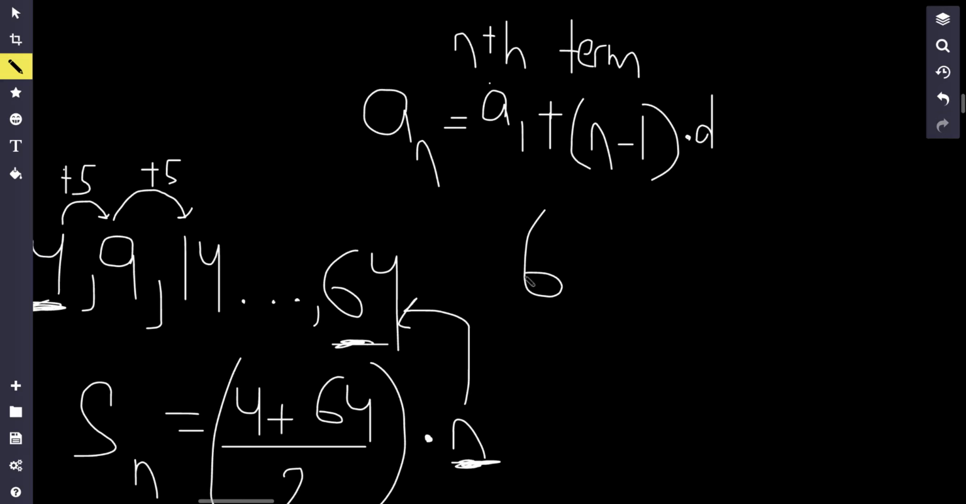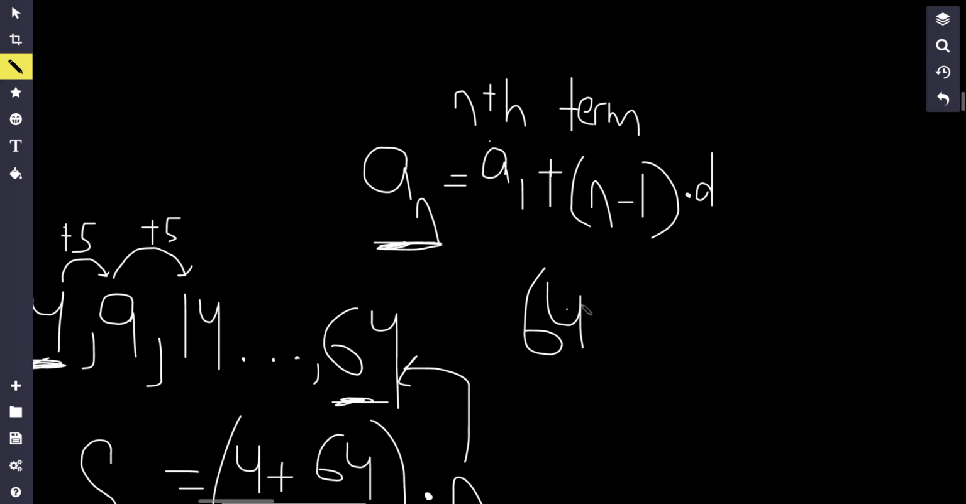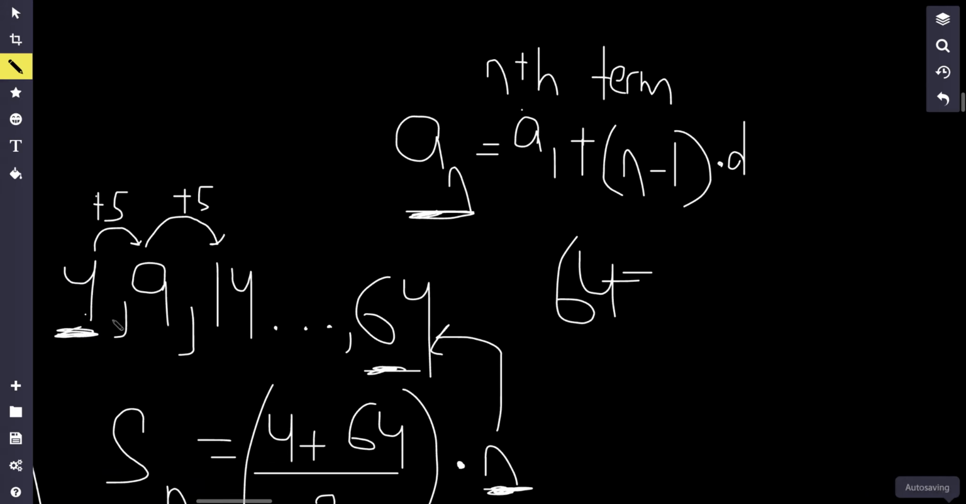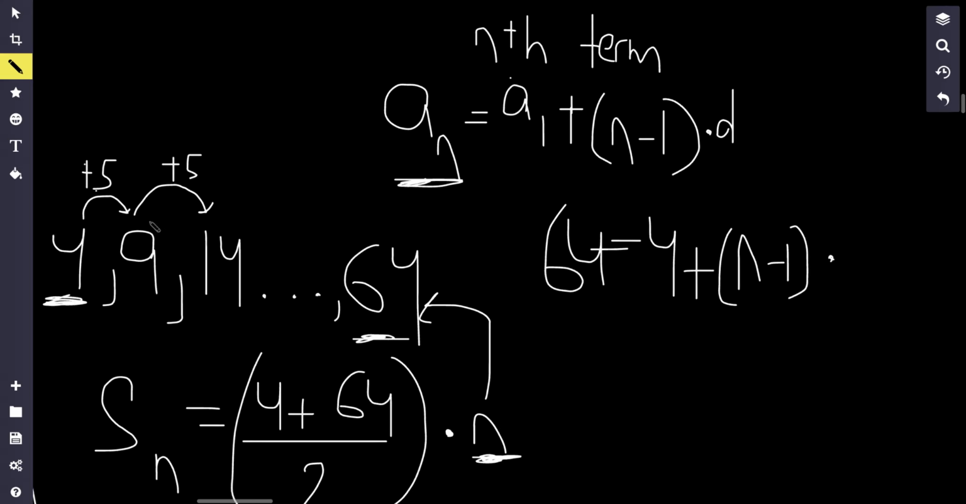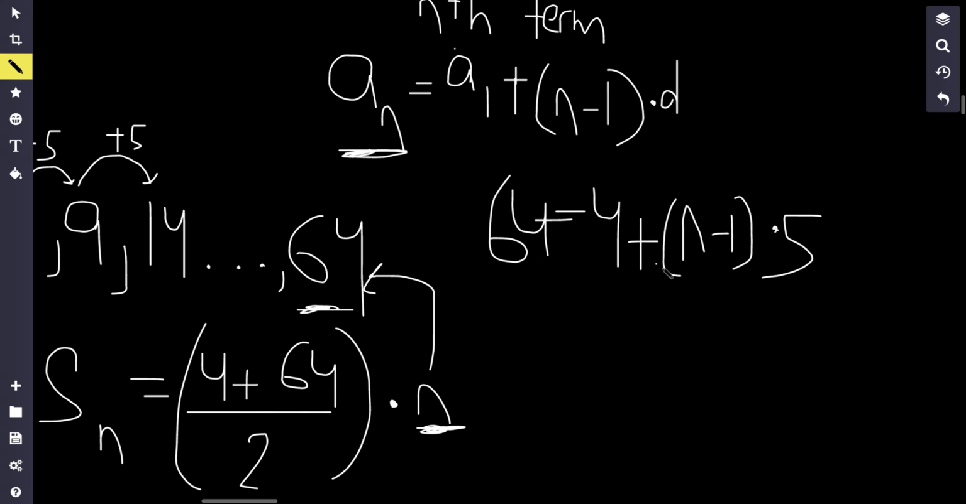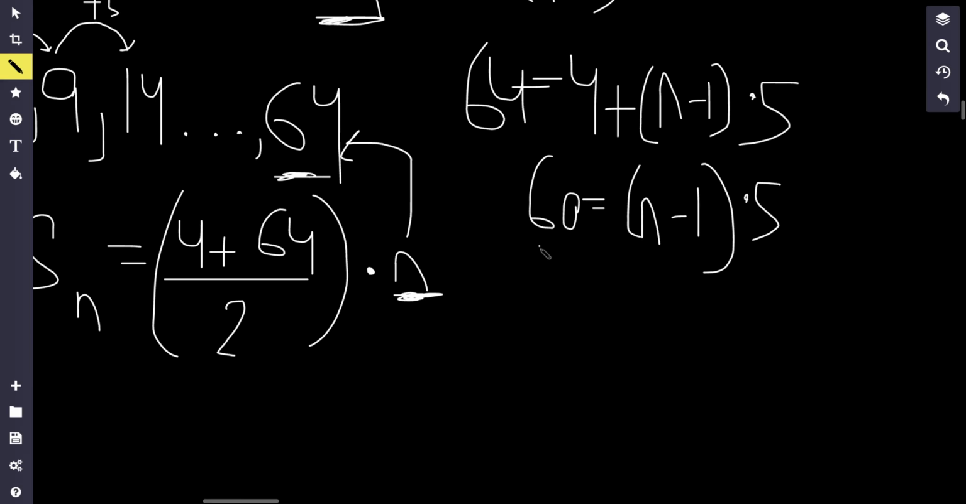I'm going to get 64. That's basically a sub n. That's going to be equal to the first term, a sub 1, plus n minus 1 times d. D is our common difference, so that's going to be 5. Now we get 60 is equal to n minus 1 times 5. If we divide both sides by 5, I get 12 is equal to n minus 1, and I get that n is equal to 13.